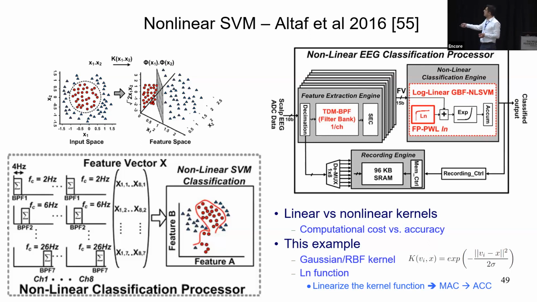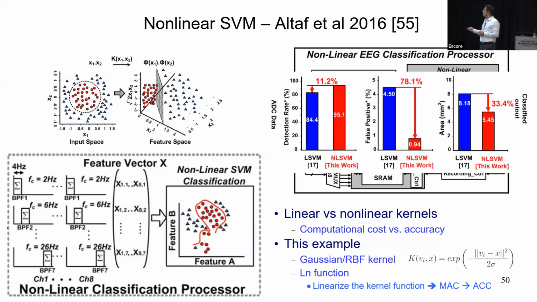They use a log operator, a natural log operator, to basically linearize this. The kernel function that they use is a Gaussian radial basis function that looks like this, and they use a log operator to linearize this function, go to the log domain, do the operations, and then go back to the original domain. And by doing that, they replaced a lot of multiplications with just accumulations and saved a lot of energy.